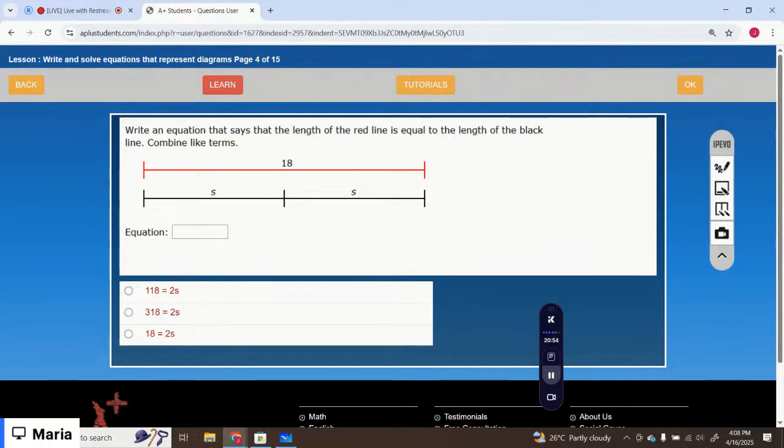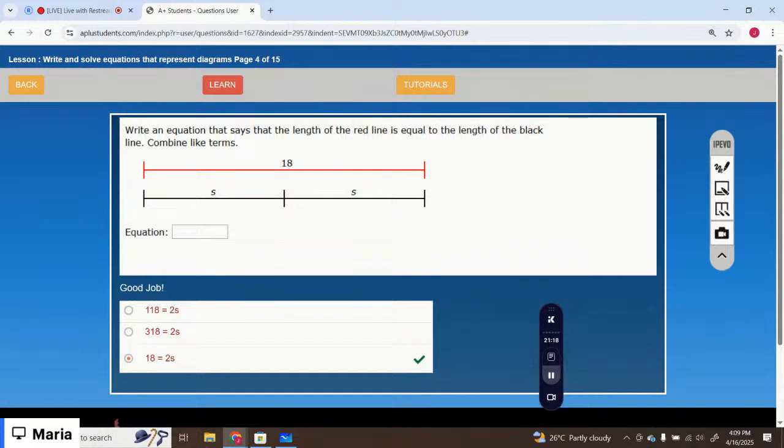Write an equation that says the length of the red line is equal to the length of the black line. Combine like terms. 18 equals 2s. Option number 3 is the correct option, that is 18 equals 2s.